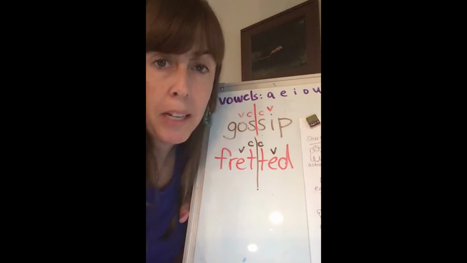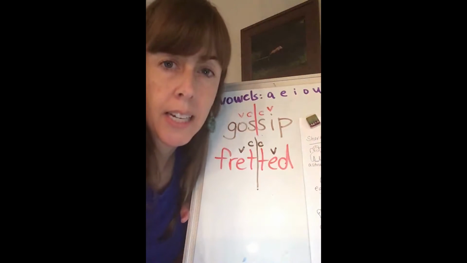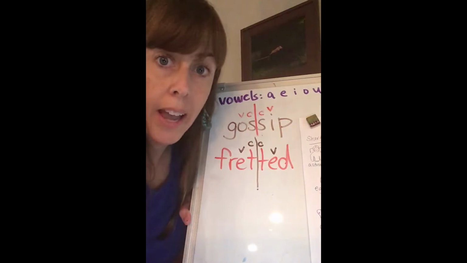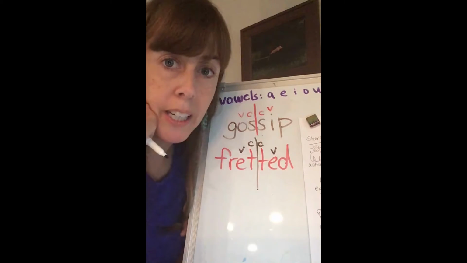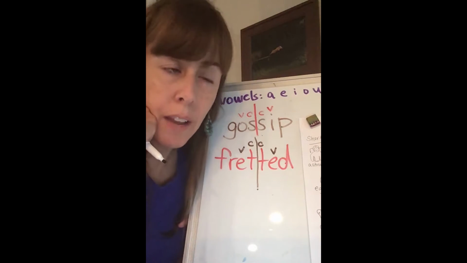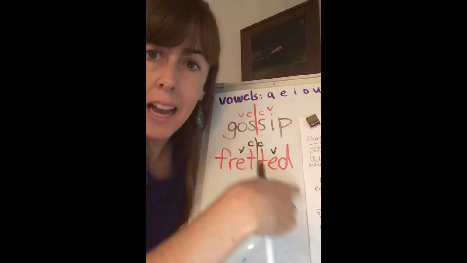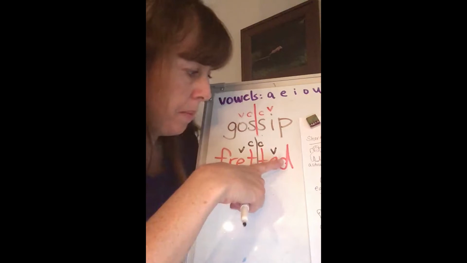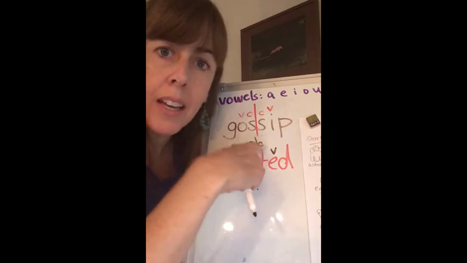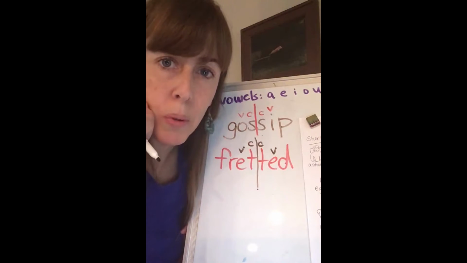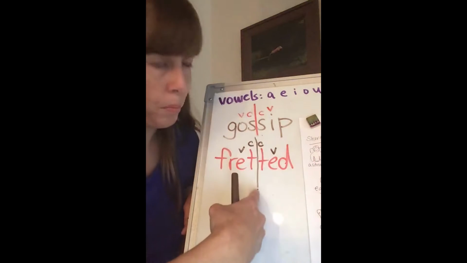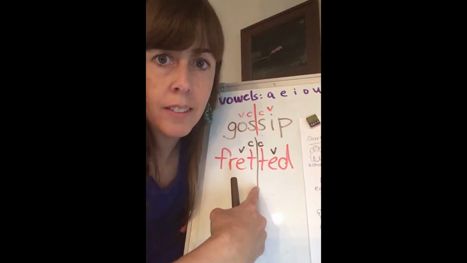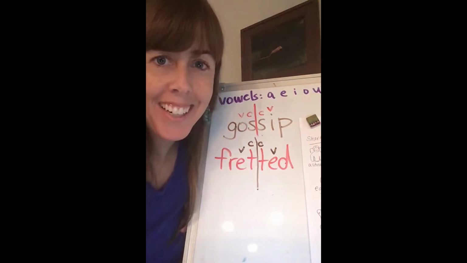Fretted. If you fretted about something, you worried about it. It's a synonym for worried. Okay, so readers, as you're reading your own books today, if you get to a tricky word, write it down and try to find the vowels, label them, and then see what's between them. If it's two consonants between the vowels, you know to break the word there to help you read it. All right, happy reading.